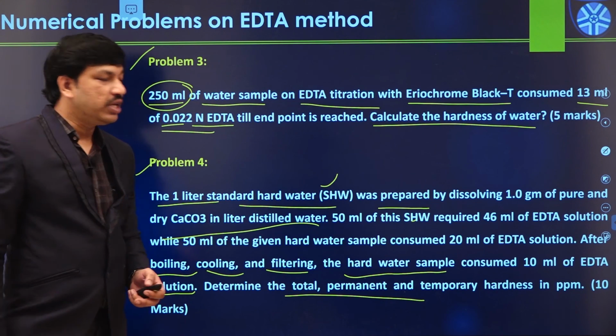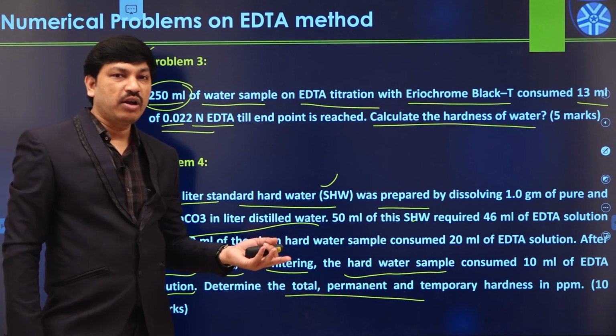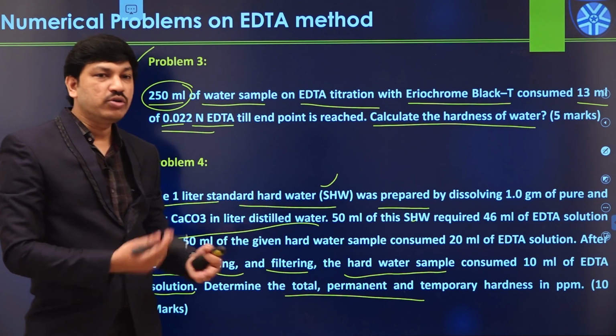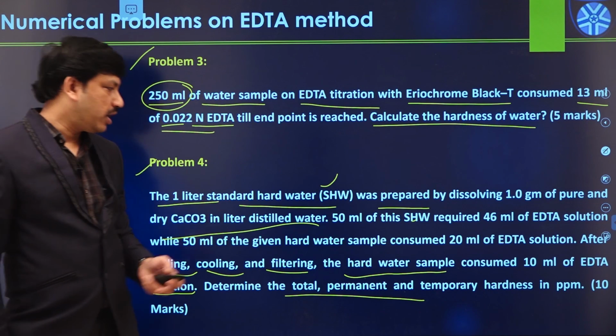In the next session, we will discuss one of the important softening methods, called the ion exchange process. That is normally used for the purification of water samples. That we will discuss in the later session.